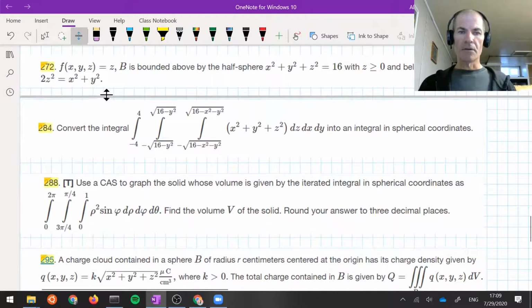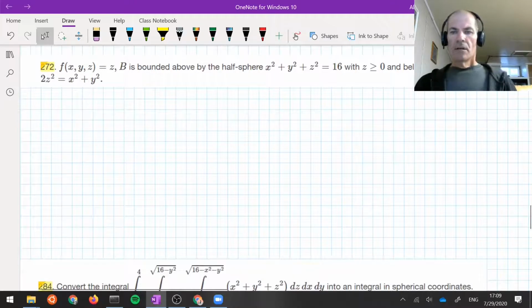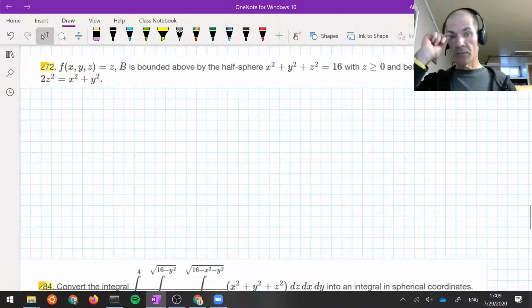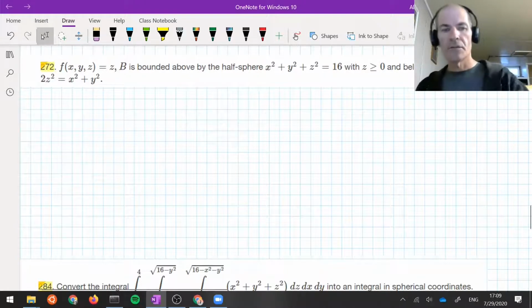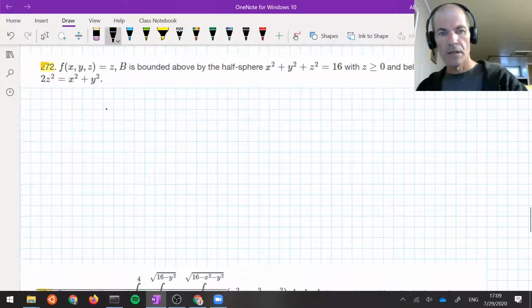All right, let's continue. Exercise 272. B is bounded above by the half sphere with z greater than or equal to 0, and below by the cone 2z squared equals x squared plus y squared. I'm going to do another side view first. Side view.